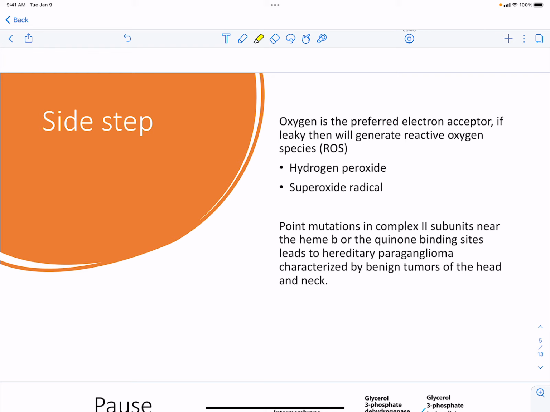So again, point mutations in complex 2 near that heme B or the ubiquinone binding site are going to lead to some diseases associated with superoxide radicals, and it can cause benign tumors in the head and neck, called hereditary paraganglioma.